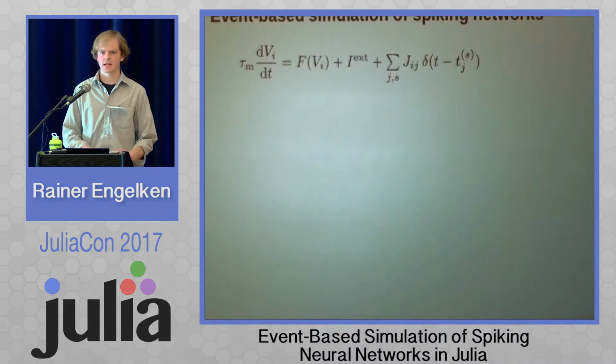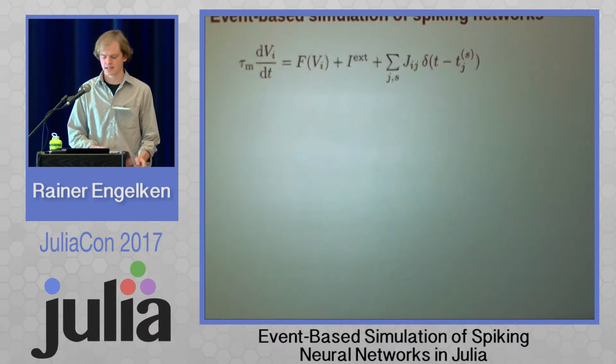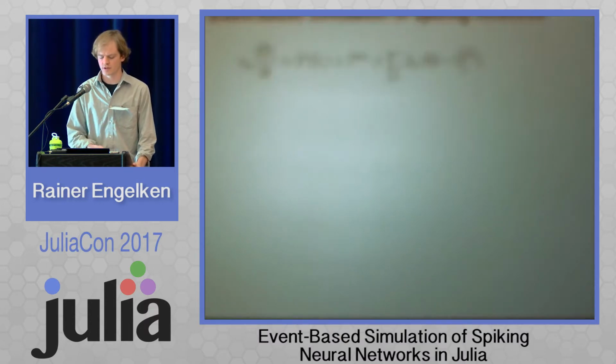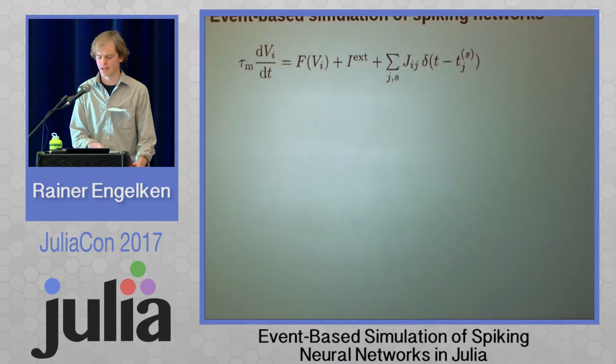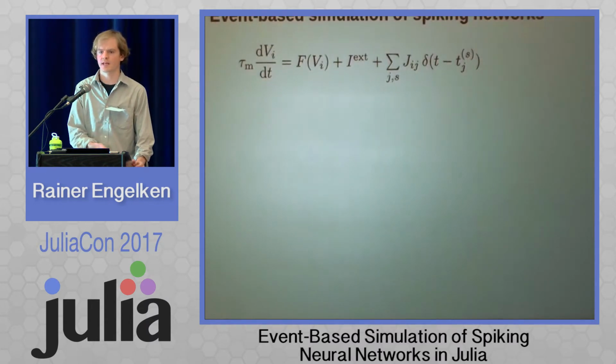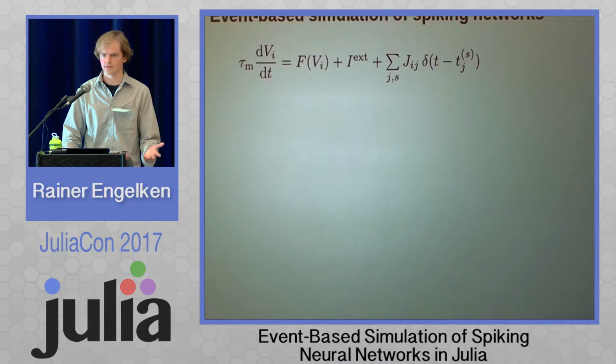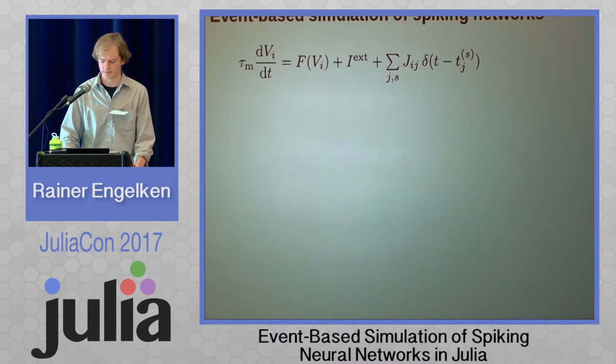This is the equation we want to solve. It's a coupled differential equation. The single neurons are described by the membrane potential V, and they are a function of the membrane potential itself, a function of some external input, and they get feedback from their connected neurons. Whenever neuron j sends a pulse with coupling strength J_ij to neuron i, this receives a small increase of voltage, or decrease, depending on the sign of J_ij.